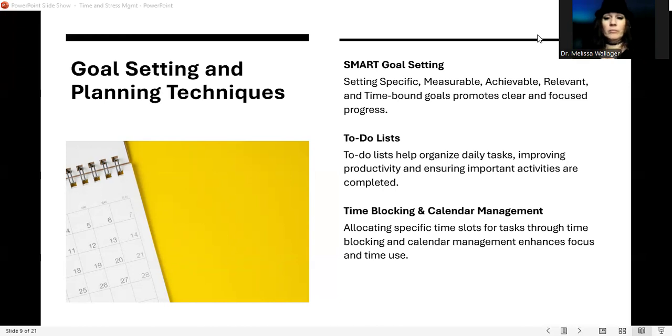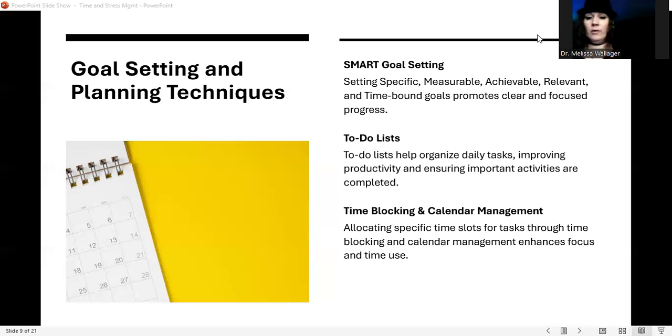To-do lists. Me personally, to-do lists can sometimes stress me out too. So I don't always use to-do lists, but I see them work very well for other people. They help organize your tasks, and then you can organize your to-do list by what's most important, those non-negotiables first, and then move on down the list with what would be less important, and so on.